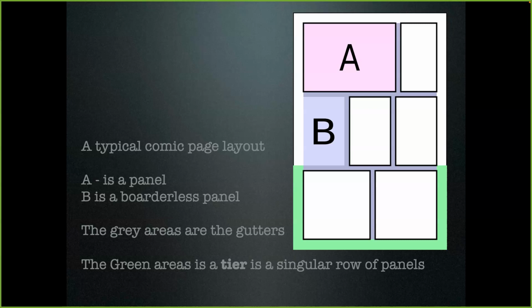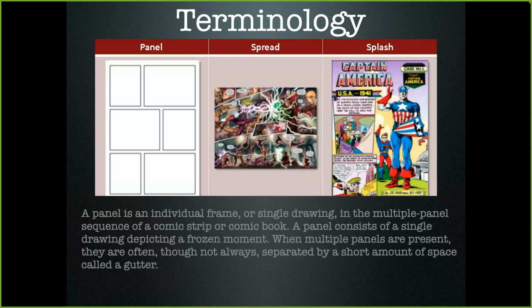So you can have a panel with a border or without. The gray areas are what are called gutters, and the green areas is the tier. It is a single row of panels. So they're like exactly the same. Notice the other ones change. So terminology. We have different terminologies.